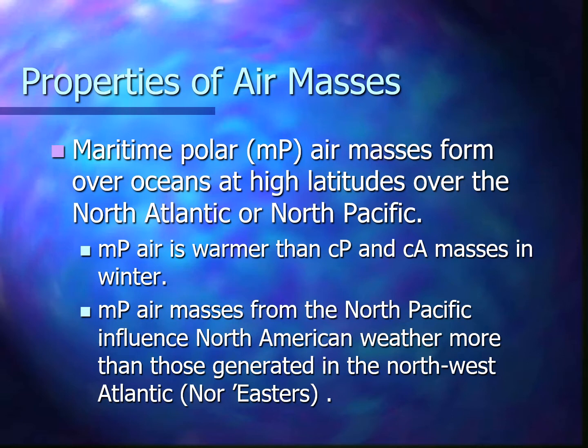Maritime polar air masses from the North Pacific influence North American weather, more so than the ones that you get in the Northeast. But even so, the maritime polar air masses that affect the Pacific Northwest, they're only affecting the Pacific Northwest. That's why you never hear them spoken about much here in North Carolina. You do occasionally get nor'easters, which are wintertime storms, almost like a wintertime tropical storm, a low pressure system that will affect New England. But that's only occasionally.